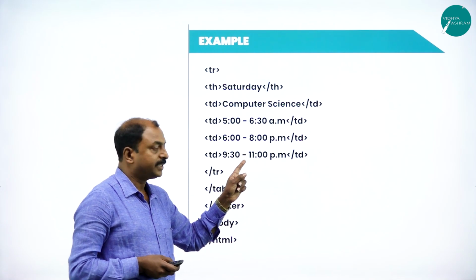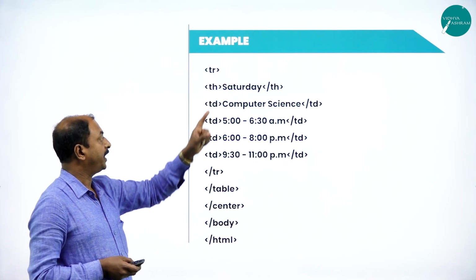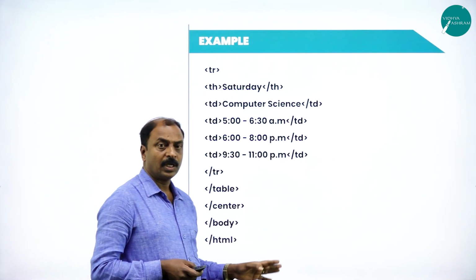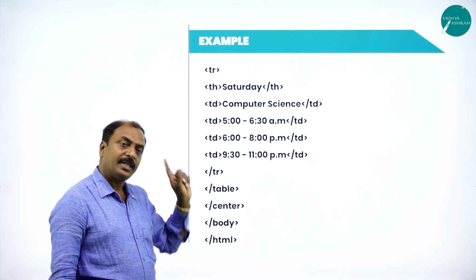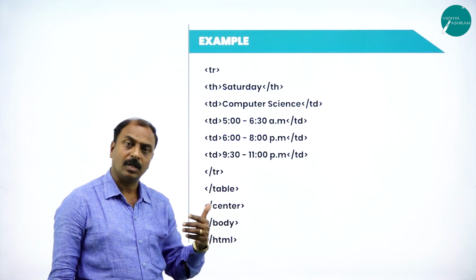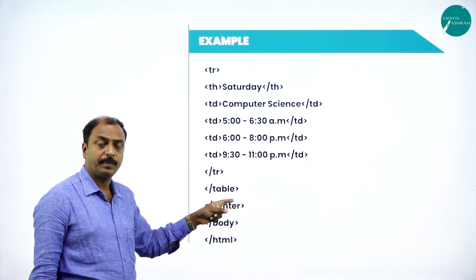So in this example, there are 7 rows. We have used 7 TR tags, open tag and close tag. Inside this, there are 5 columns. We have used 1 TH tag with 4 TD tags. Next, after completing the rows and columns information, we have to close the table tag.